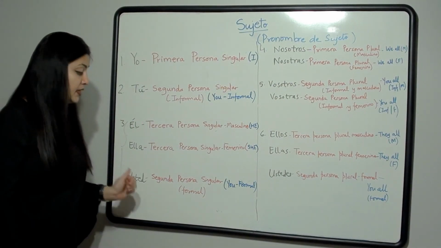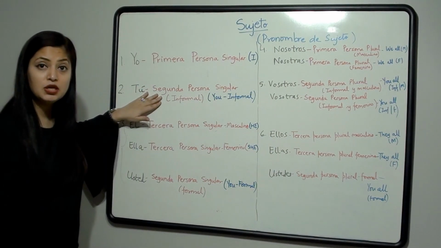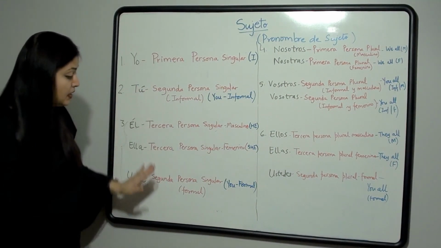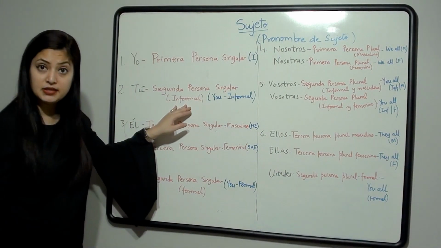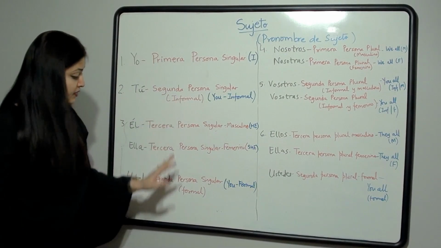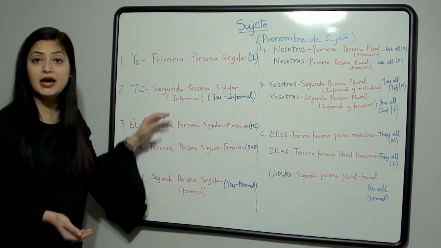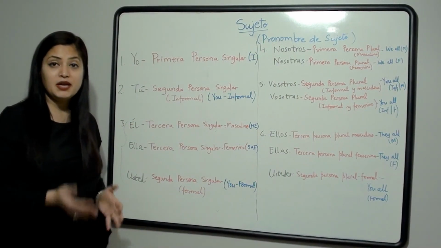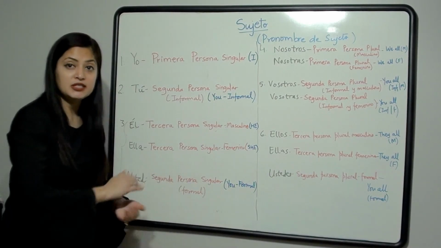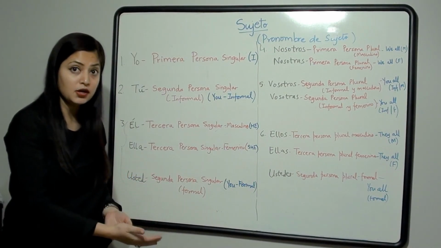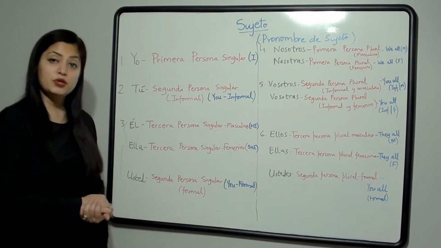Usted. Usted es segunda persona singular. Now this is also segunda persona singular, second person singular, and this is also second person singular. But this is informal, this is used in the informal setup, and this is used in the formal setup. In order to show the differentiation between informal and formal, they have put it separately so that if you use tú, you understand that you are being informal with the second person or the person with whom you are talking. And if you use usted, that means you are being formal to the person with whom you are talking.